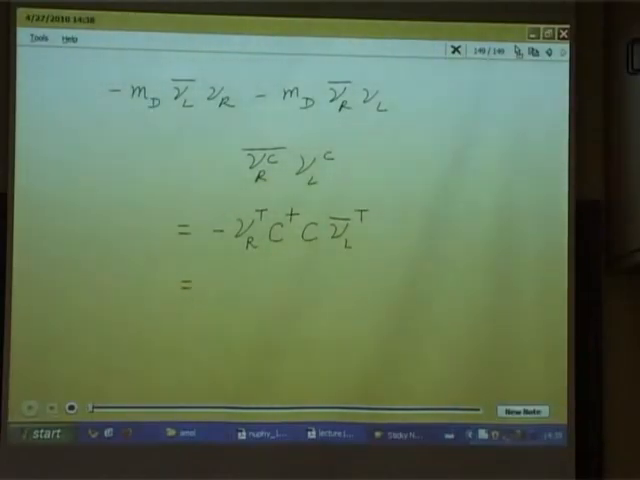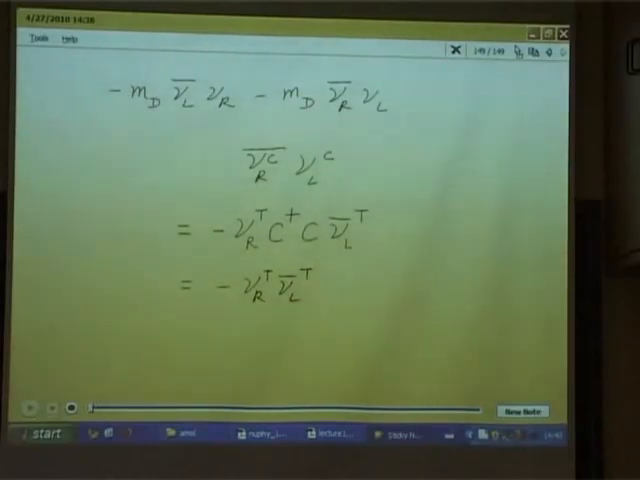Now C diagonal C is 1. Okay, so this is minus mu R transpose mu L bar transpose. Now these two are fermions. When I interchange my fermions, I always get a minus sign, because they are fermionic fields.